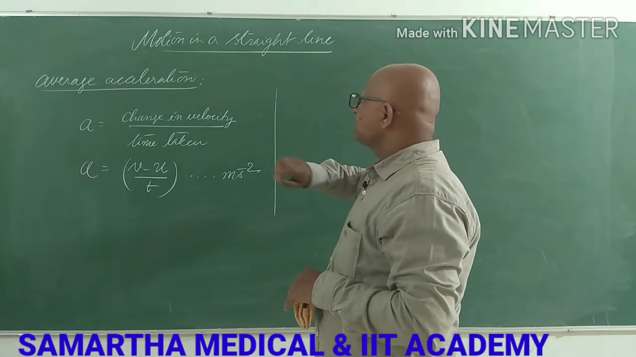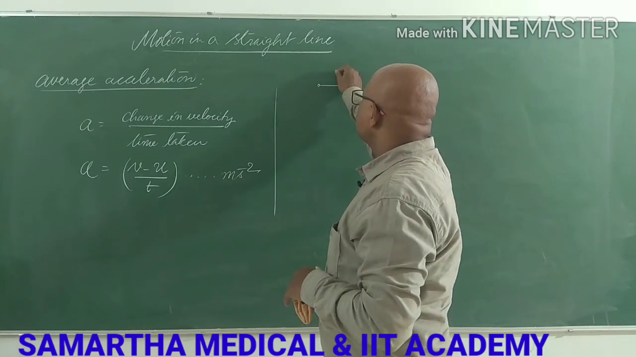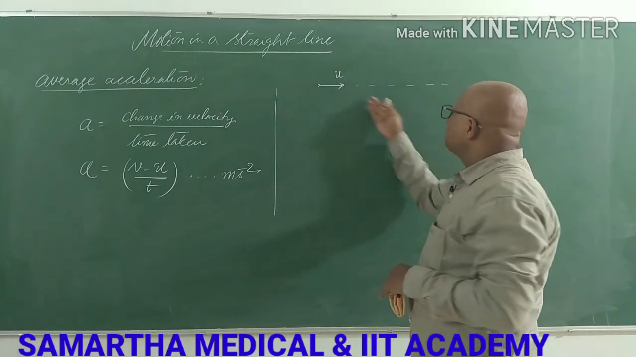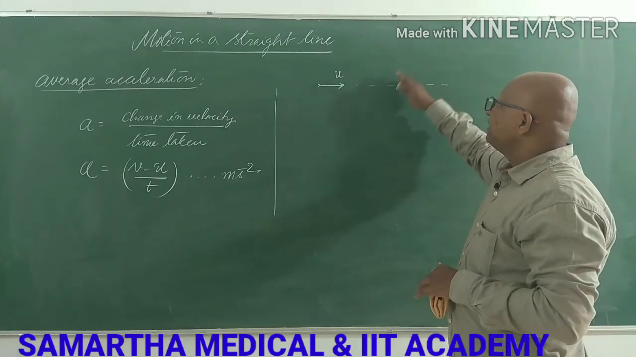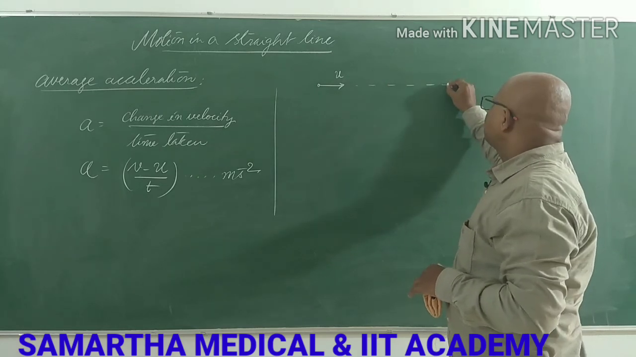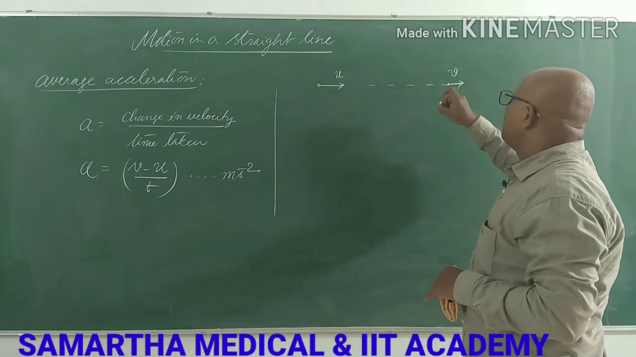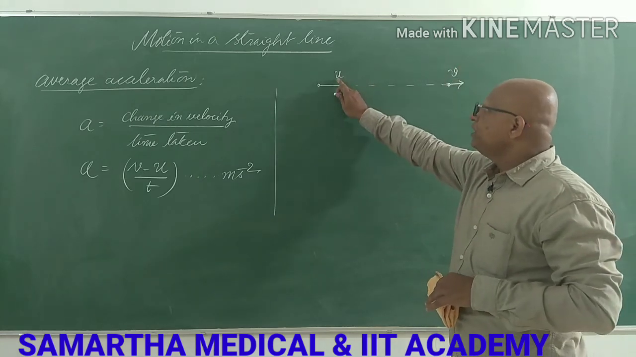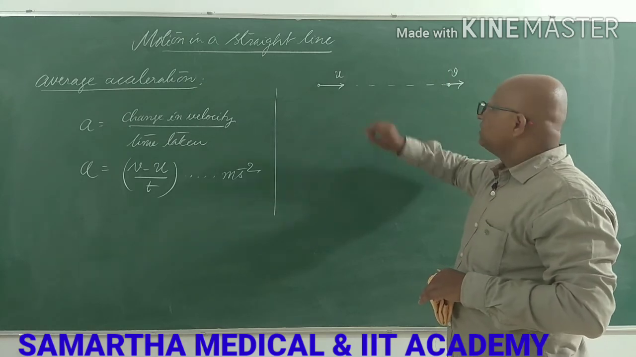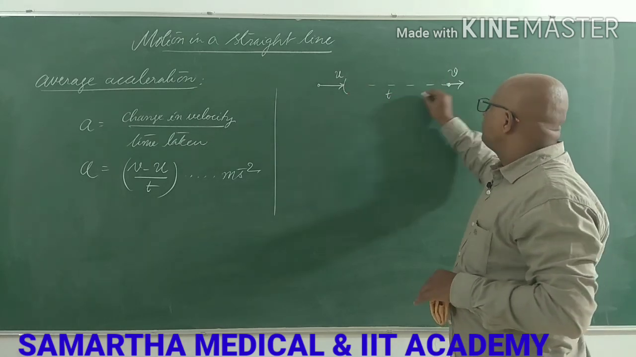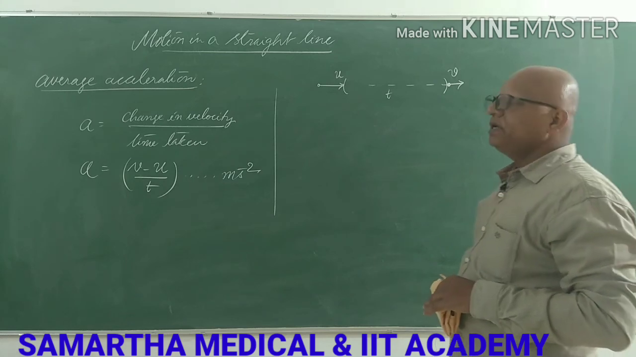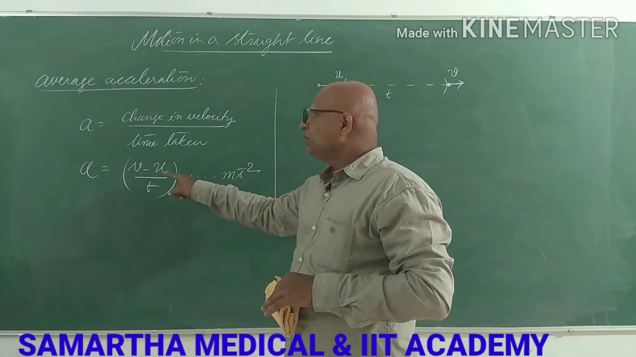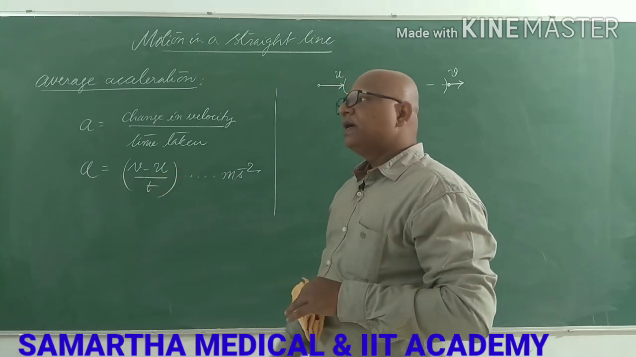So here in average acceleration, suppose there is a particle which starts its journey with the initial velocity u. After some time, we don't know what happens in the midway. It may stop, it may increase its speed, it may go slow, whatever it may be. At the end, when the journey ends, at the final position, the velocity of the particle is v. So from u to v the velocity has changed, and the time taken for this change to occur is t. In such a case, we calculate acceleration as v minus u by t, change in velocity divided by time.